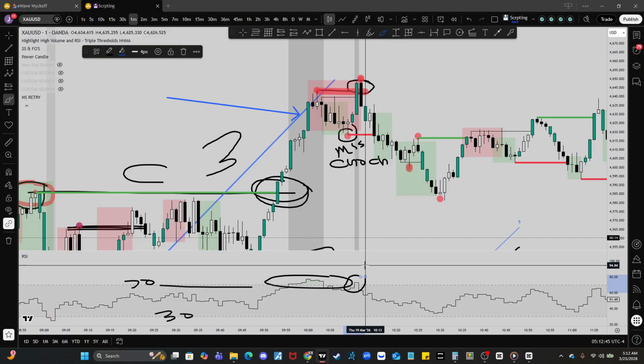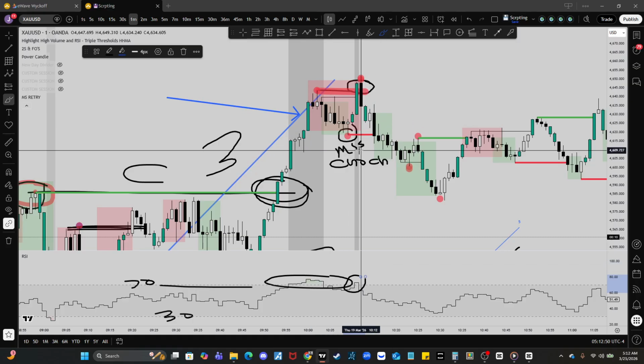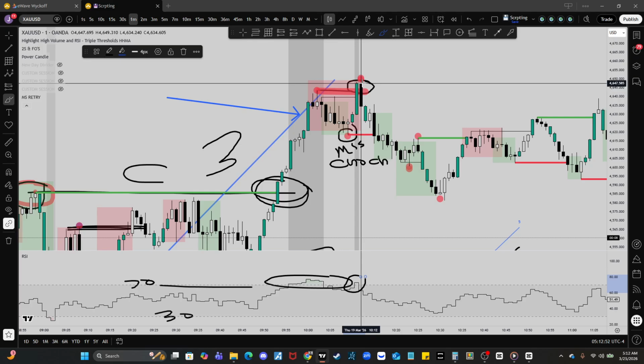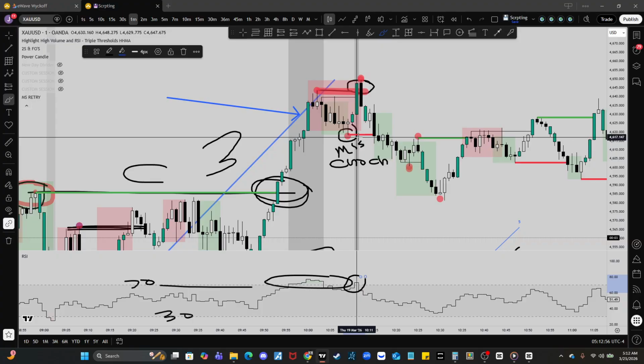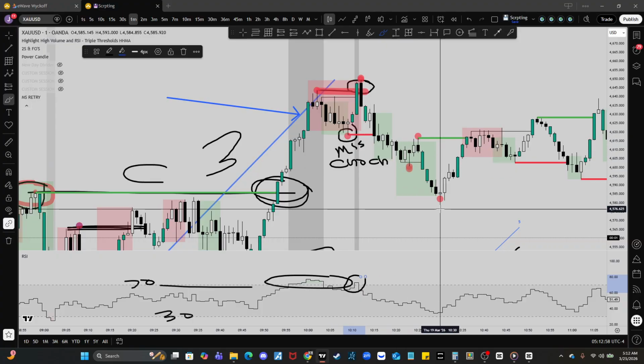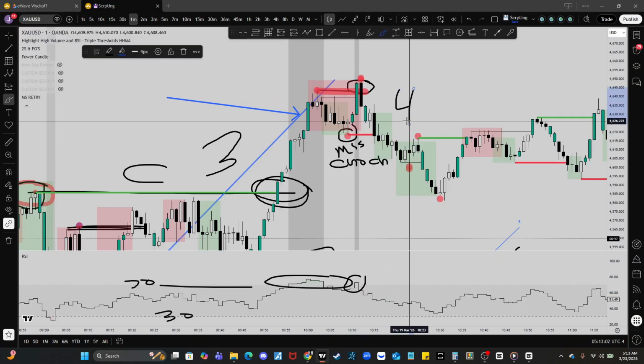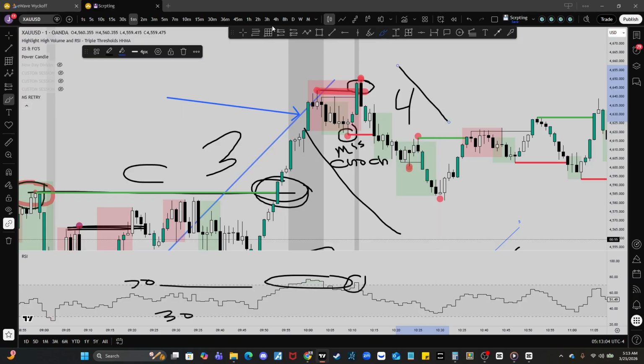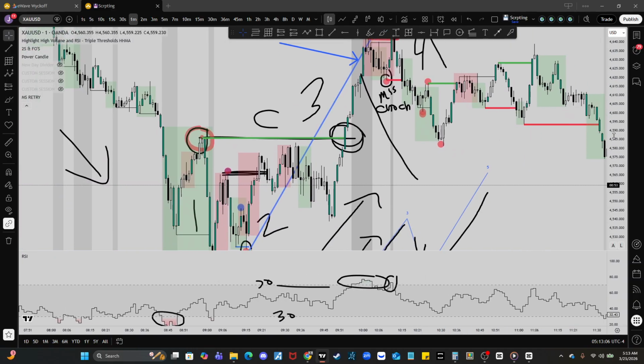The overbought on the RSI, the market structure shift right here, and the 4 points here, the high here, going through this market structure shift, low, high, low. Now I have what I consider a wave 4. We have this secondary correction here, this flag here.